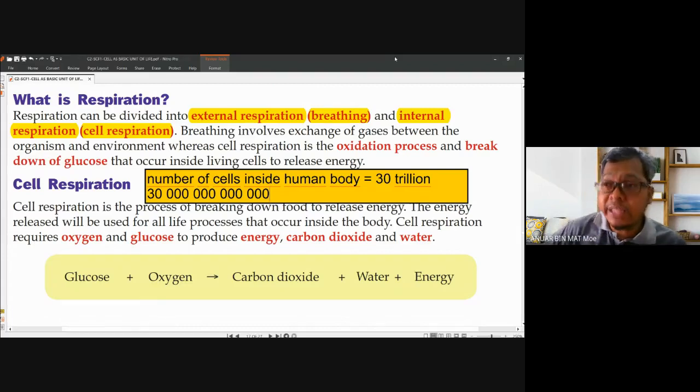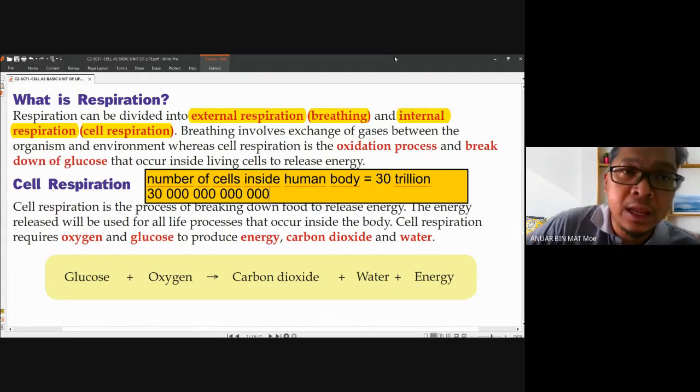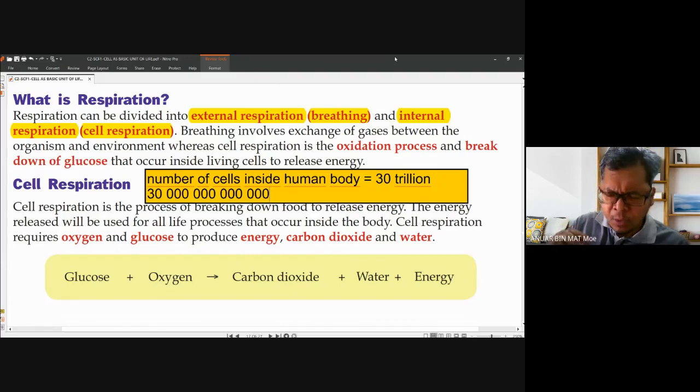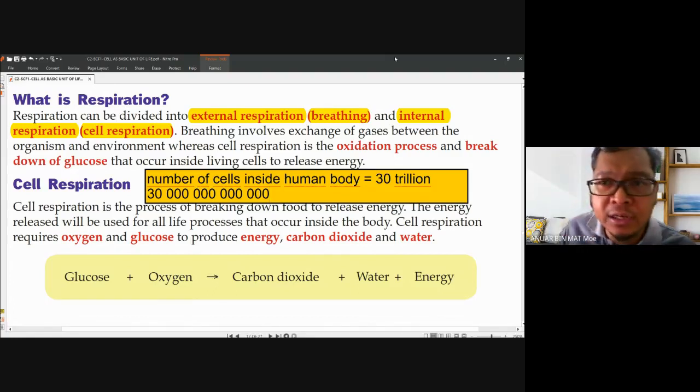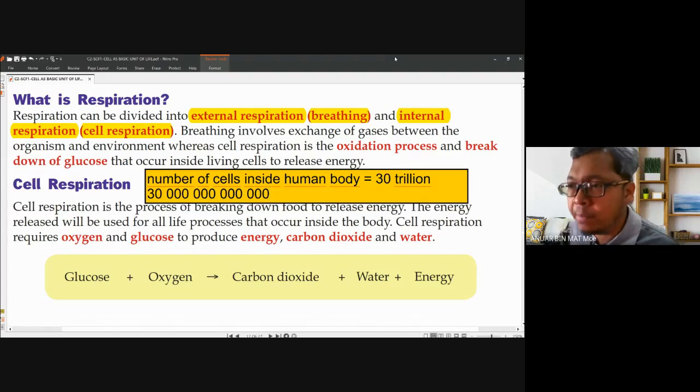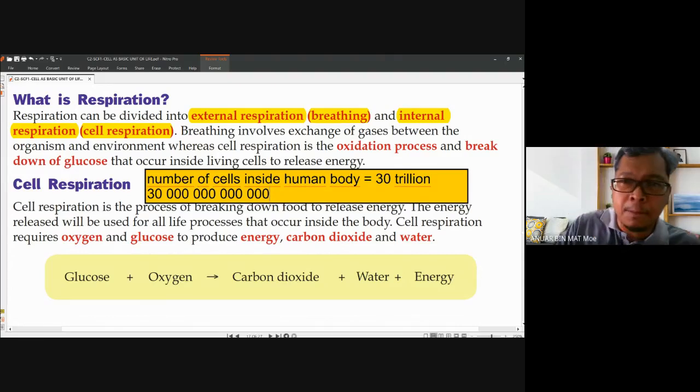Each of these cells requires oxygen. Why? What is the process? The process by which they use oxygen, we call respiration. Internal or external? Internal respiration. All right, again, I continue.